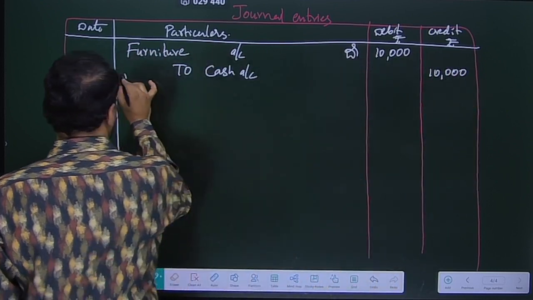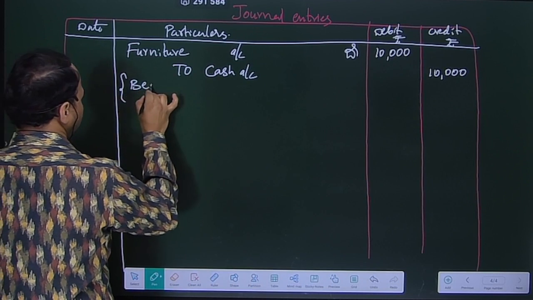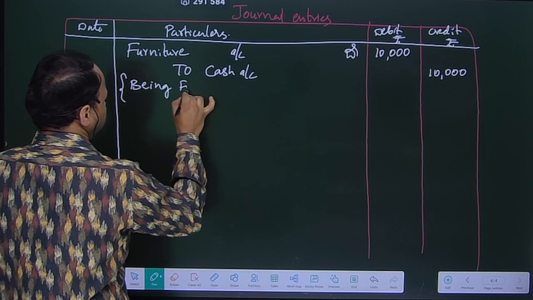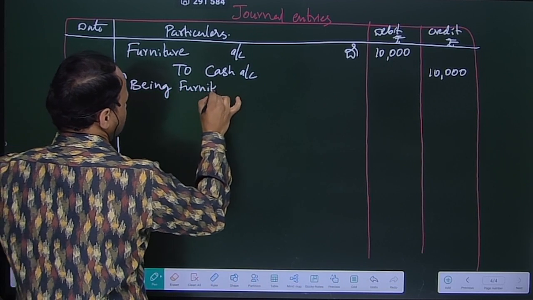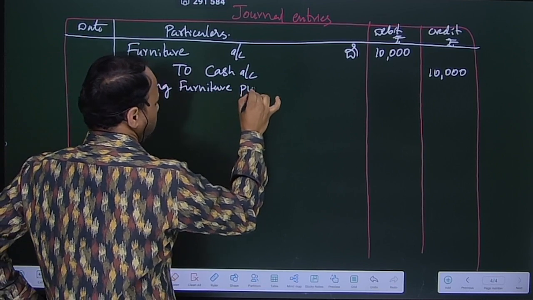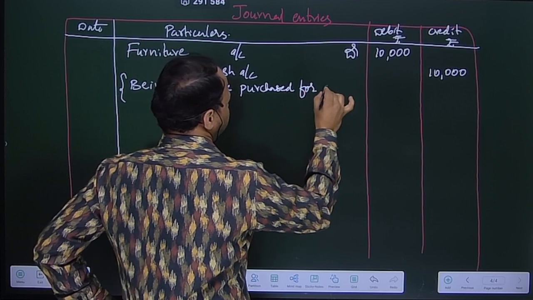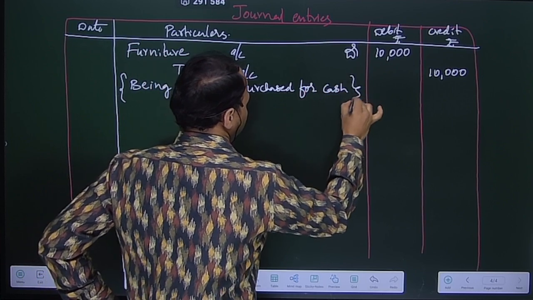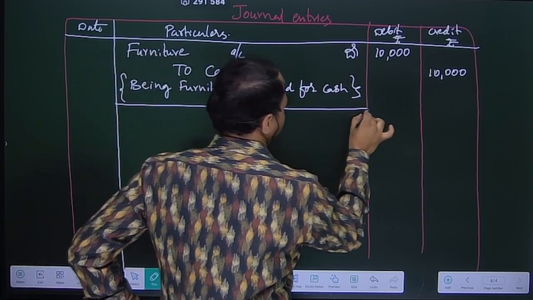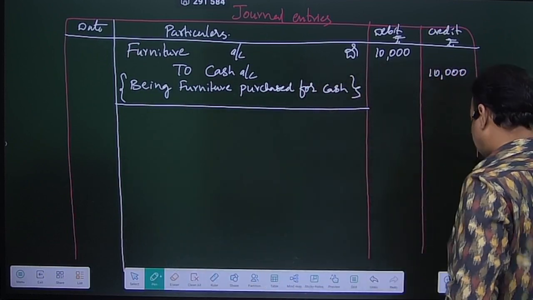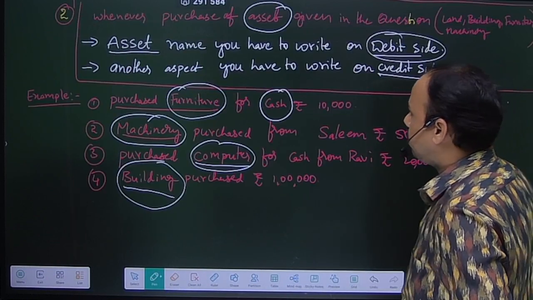Narration: being furniture purchased for cash. Okay. See the next one.